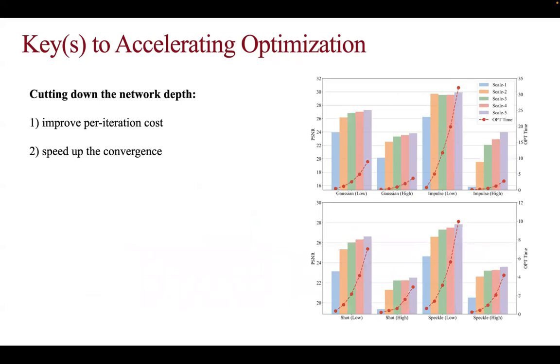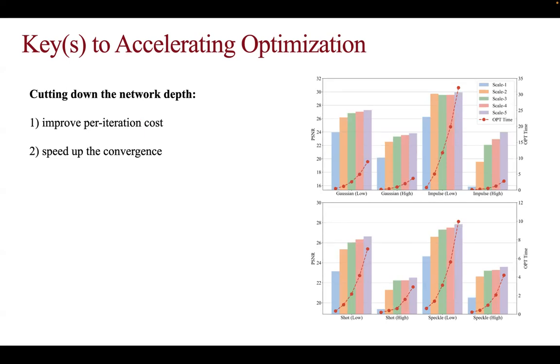However, after switching the role of the network weights and the input seed, the per-iteration cost, which is dominated by a full forward pass and backward pass, is almost identical to that of the original deep image prior. To reduce the per-iteration computation, we propose directly cutting down the network depths. Furthermore, cutting down the network depths can also improve the convergence.